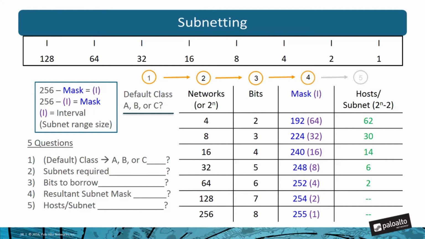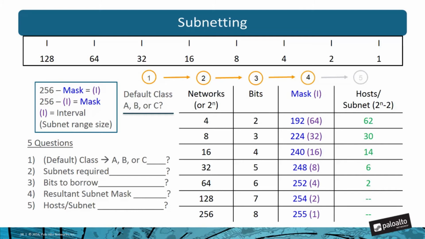So again, this relates to the last slide. Mathematically, as I'm borrowing zeros and turning them into ones, I'm creating more networks, but the size of those networks gets smaller. I mean, I only have so many bits mathematically to play with. If I borrow 8 bits to create 256 networks, my mask is going to be 255, and my interval is going to be 1, which is, in many cases, not used, specifically if we're talking about a Class C network.